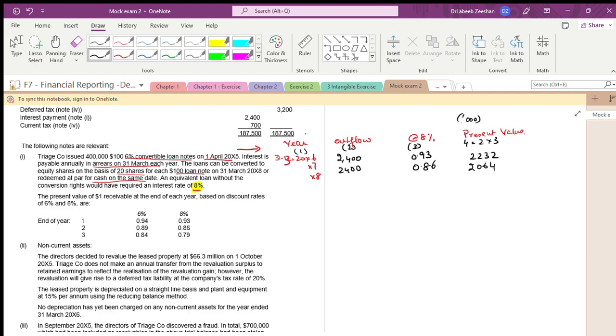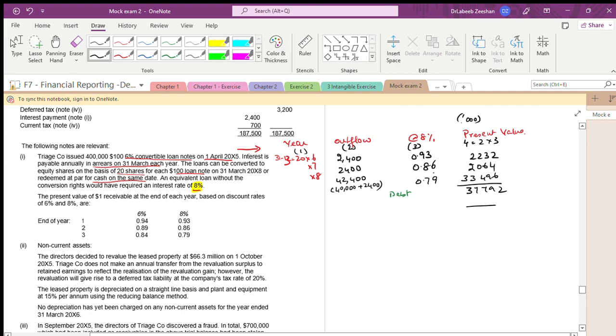Is it 42,400? 42,400: 40,000 is the principal and 2,400 is the interest. At 0.79 it comes to 33,496. Total is 37,792. This is the debt. How much were the proceeds in total?